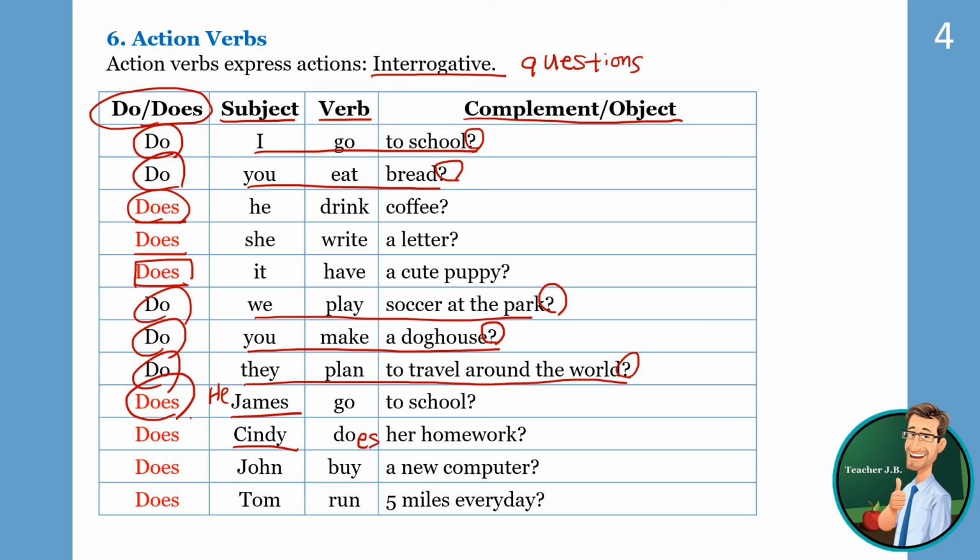Cindy does her homework. But this is a question, we use does at the beginning, so we lose es, and the question becomes, does Cindy do her homework? And John is third person singular. John buys a new computer. But this is a question, so we say, does John buy a new computer? The last one, Tom runs 5 miles every day. And we make a question, does, and then we lose s. Does Tom run 5 miles every day?